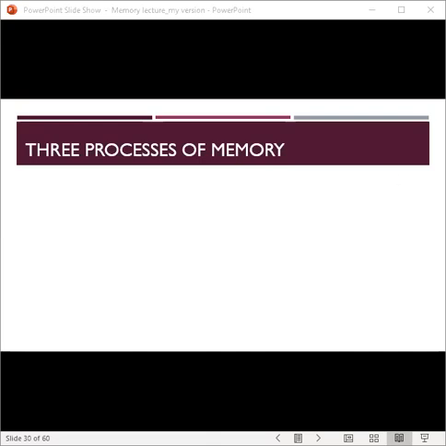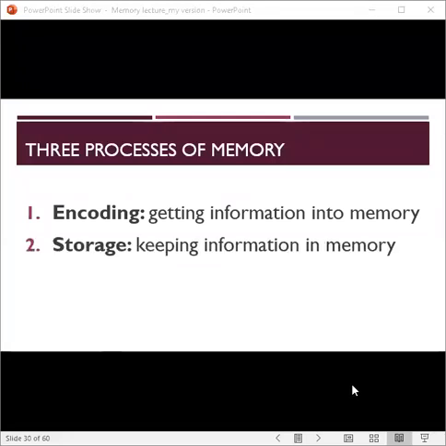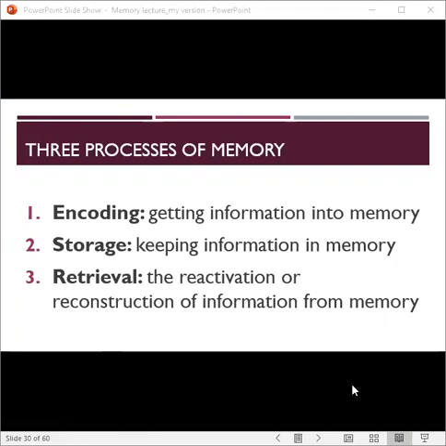So there's three major processes of memory: encoding, storage, and retrieval. Encoding involves getting information into memory. Storage involves keeping information in our memory, and retrieval involves reactivating or reconstructing information from our memory. So let's go through these one at a time.